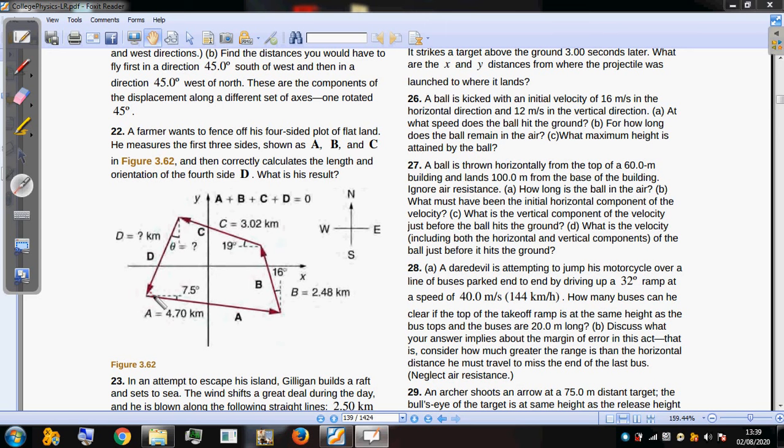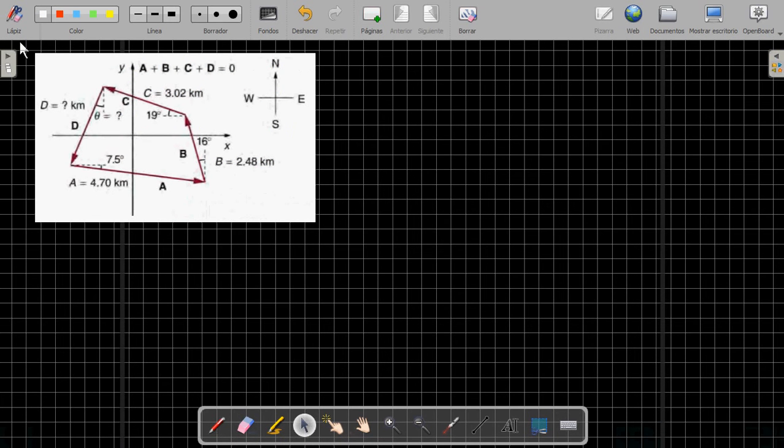Alright, so let's take this exercise to our blackboard. There it is. And as I told you, the first thing we have to do is calculate the horizontal components of the vector, this time vector A. Let's start with that one.